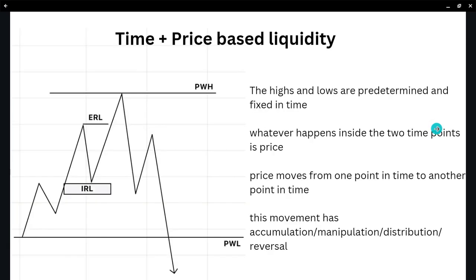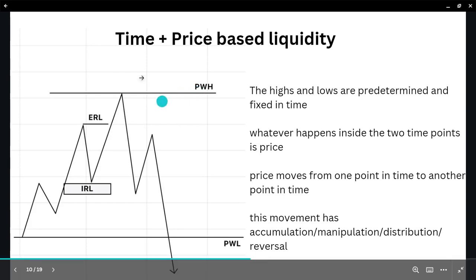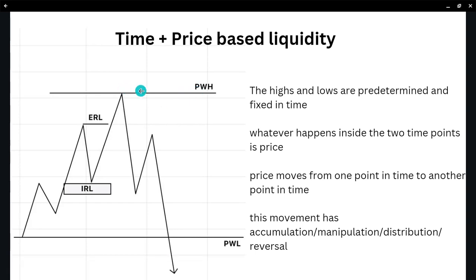Right there. This is the time-based liquidity. This is the high. You don't know. This is fixed, predetermined already. The highs and lows are predetermined and fixed in time. Okay. This is fixed in time and this is fixed in time. This one, for me, is already predetermined. People say that the open and the close are predetermined and fixed, of course, because that's also time-based.